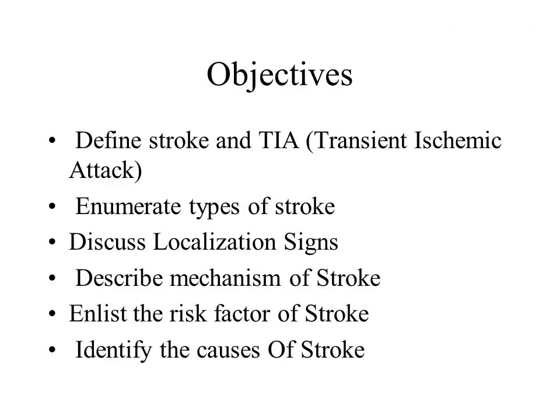Objectives: define stroke and TIA, transient ischemic attack. Enumerate types of stroke. Discuss localization signs. Describe mechanism of stroke. Enlist the risk factors of stroke. Identify the causes of stroke.